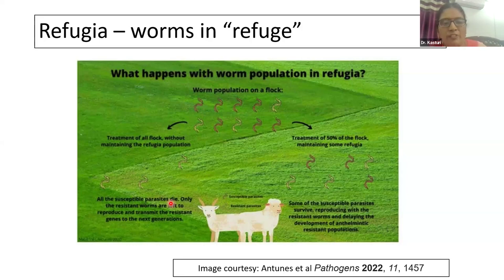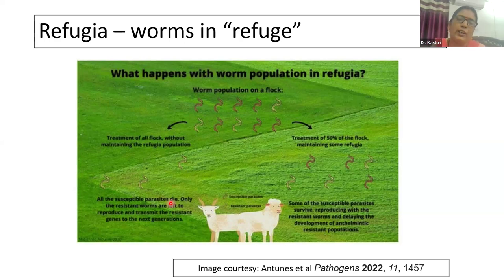There is no competition for food, so they can easily reproduce and transmit these resistant genes to the next generation. Next time, when you see the next generation of parasites, you will see only resistant worms in the animal. That's why in case of treatment with the same drug, there will be treatment failure, because the worms are carrying the resistant genes. Now only the resistant population of worms is present in the animal, able to tolerate the action of the drug, which obviously ends in treatment failure.